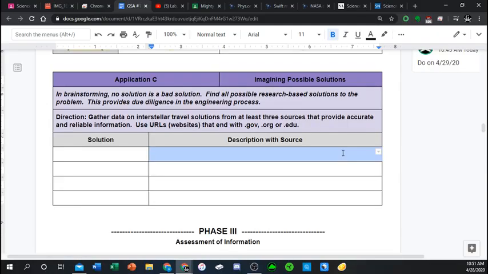All right? So in application C, you are imagining first. You're imagining what other scientists have come up with so far. Are they even close to doing it? No, they're not. But is it a starting point? Maybe.